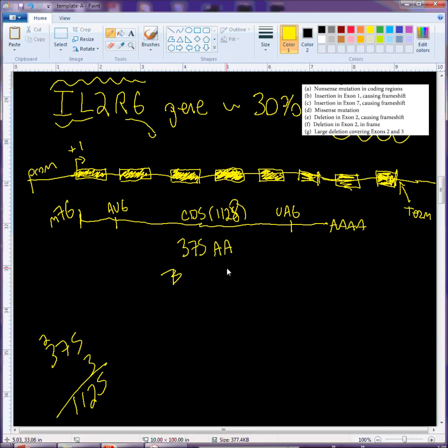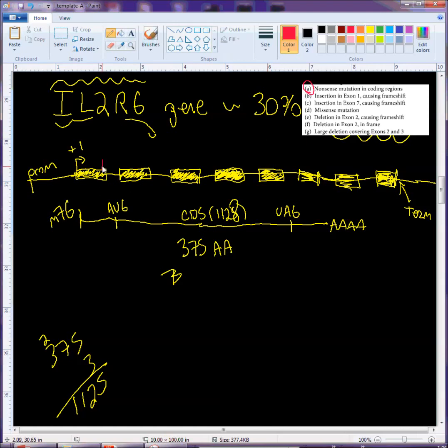So explain its likely influence on the IL2RG gene product. Okay, so a nonsense mutation in the coding regions. What would that do? It doesn't seem like that much information. Let me take another look at the question. All of these mutations lead to severe combined immunodeficiency disorder. So a nonsense mutation in the coding regions. Pretty easy, right? What would that do to the protein?